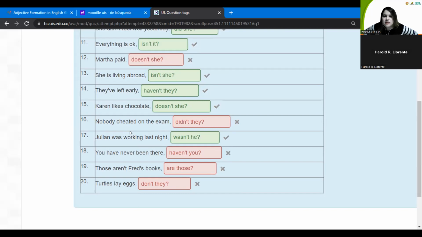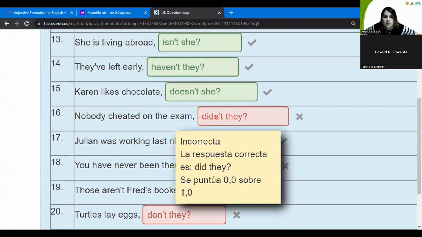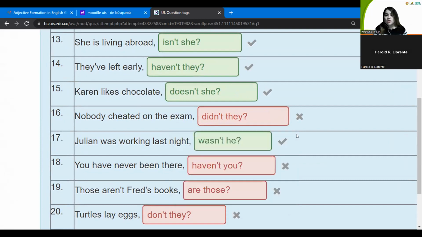Let me see what it shows you in the answer. Nobody cheated. I guess that is because nobody. So nobody means no one. That means no person cheated on the exam. So it's a negative. So nobody cheated on the exam, did they? So nadie hizo trampa en el examen. Nobody cheated on the test, did they?